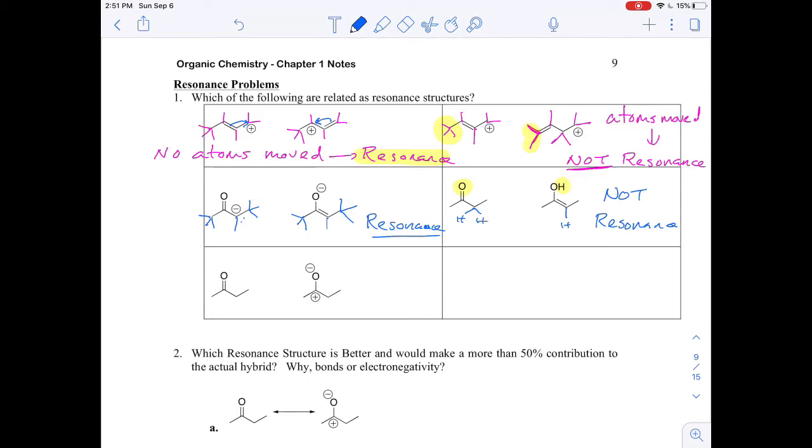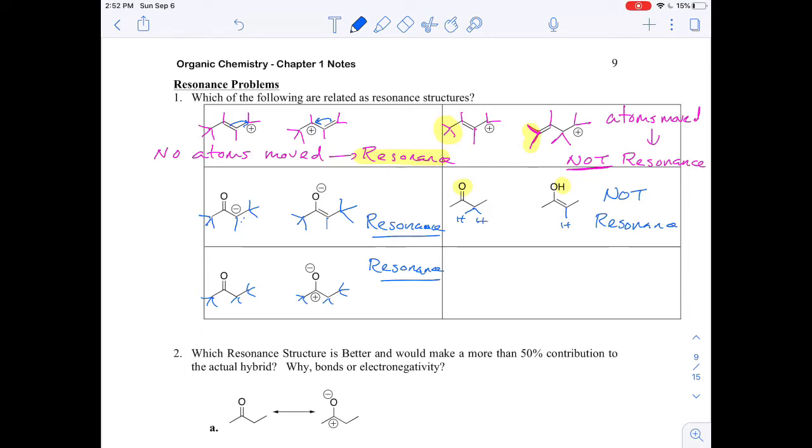Final one. Is it a resonance? It looks exactly the same to me. Or does it? Well, because of that plus, I actually don't need anything there. I can't even write anything. I mean, I could. 1, 2, 3. 1, 2, 1, 2, 3. It's all the same. So that positive actually allows for me not to have an extra bond there. So this is a resonance. And we'll come back and talk about what's favored and what isn't later. Okay?